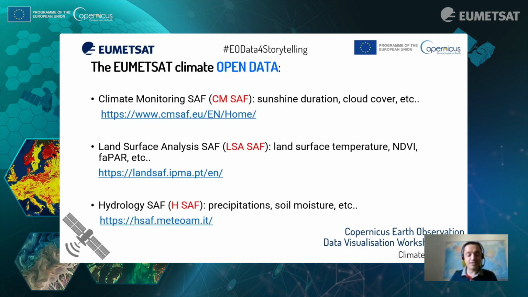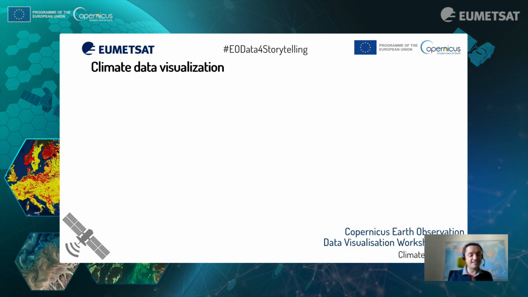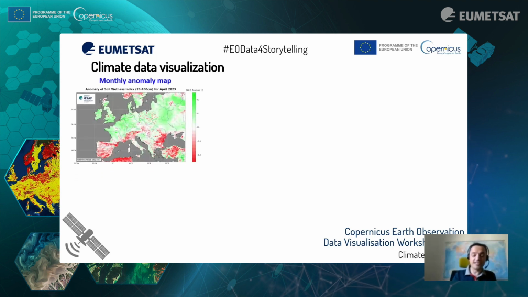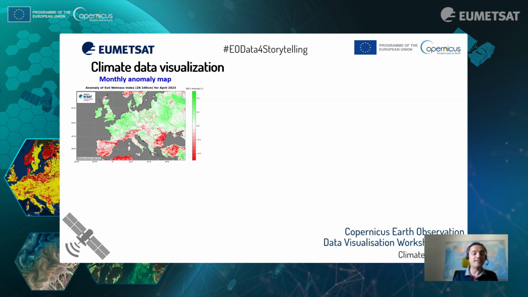My current activity involves developing Jupyter notebooks and training materials for CM SAF. And I have encountered different ways of visualizing data from this SAF or from the other SAFs. For example, this is a monthly anomaly map of soil moisture from the H SAF for April 2023, when we had the first strong heat wave in continental Spain, and this map shows the strong negative anomaly in soil moisture that was affecting Spain in April.